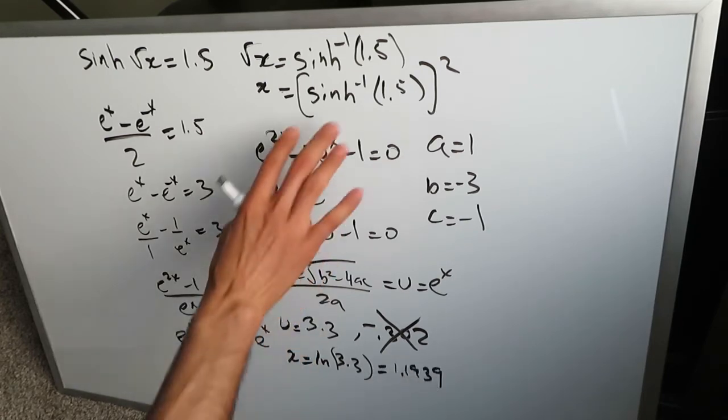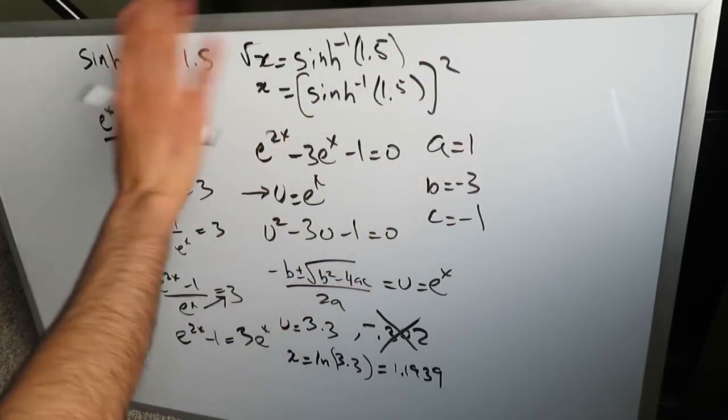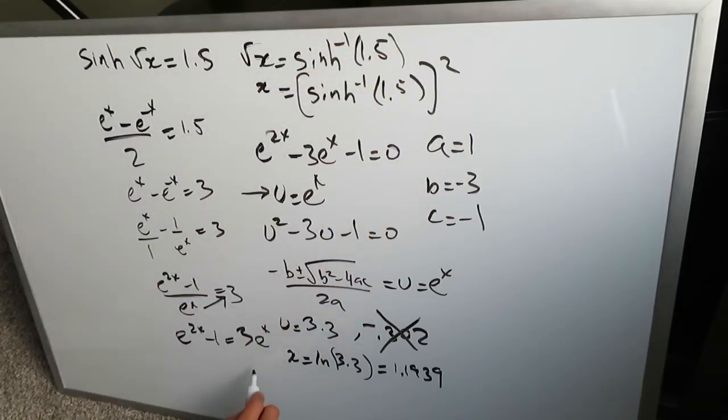But I'm forgetting about the whole effect that we were talking about: root x over here means we have to take the root on the other side and square it. Therefore, your final answer for x is equal to 1.1939 squared. What are you going to get when you square that answer? I get 1.425.